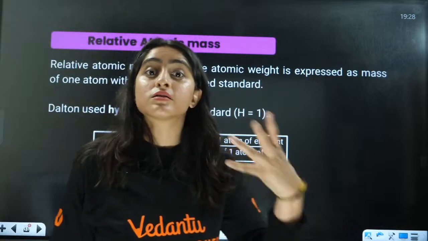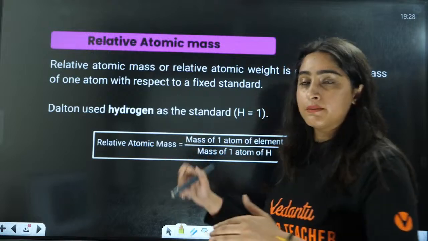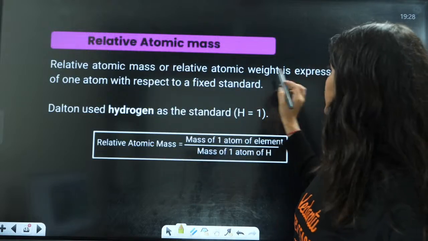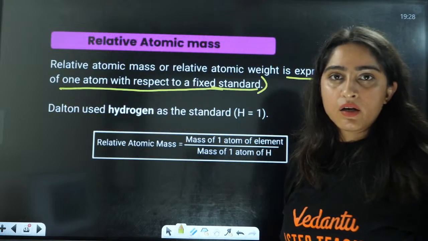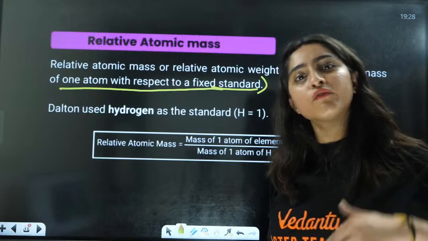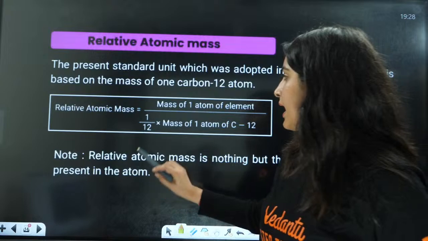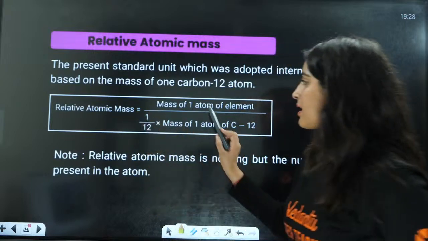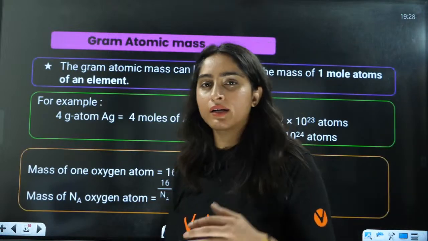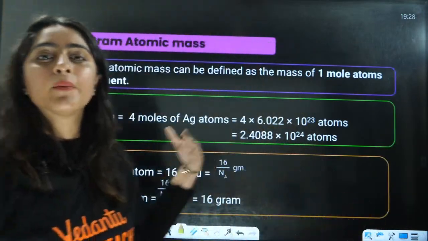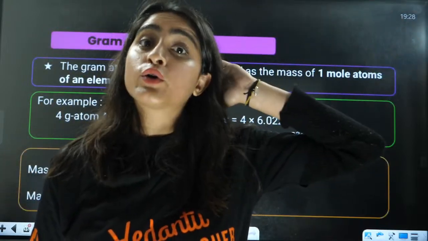Now next is, what is relative atomic mass? Relative atomic weight is expressed as mass of one atom with respect to a fixed standard. Okay, that we have calculated everything with respect to that carbon 12 isotope, right? Relative atomic mass is equal to mass of one atom. That is nothing but comparing something, we are comparing every atom with carbon 12. That is called relative.